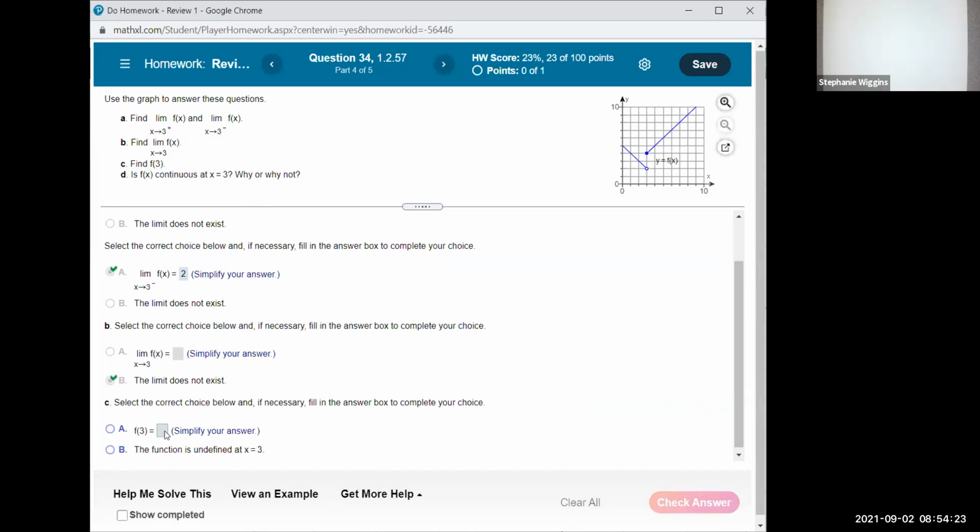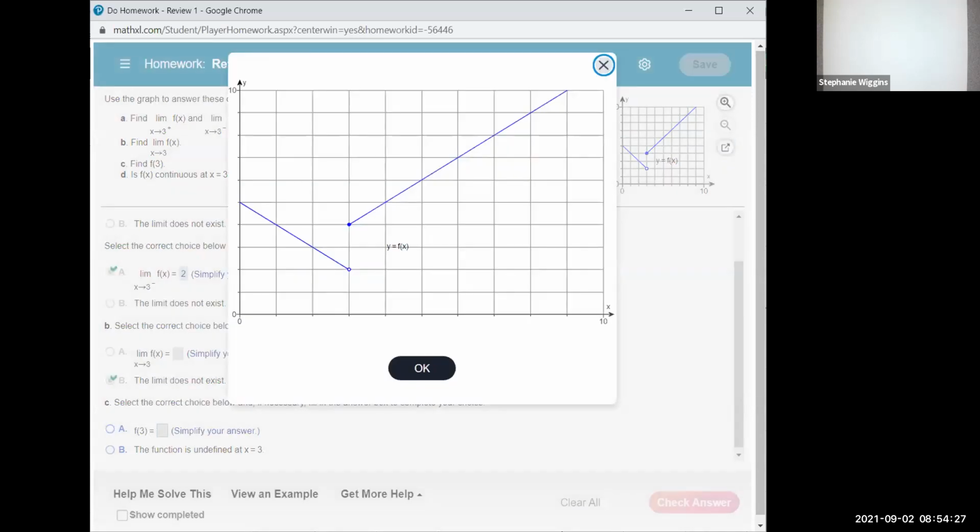they want f of 3. Okay, let's talk about that for a moment. That's a good question. What is f of 3? F of 3 is what you get when you plug in the number 3. So here I'm at 3 on the x-axis. Remember, the x values are what you're plugging in. How do I plug it in?